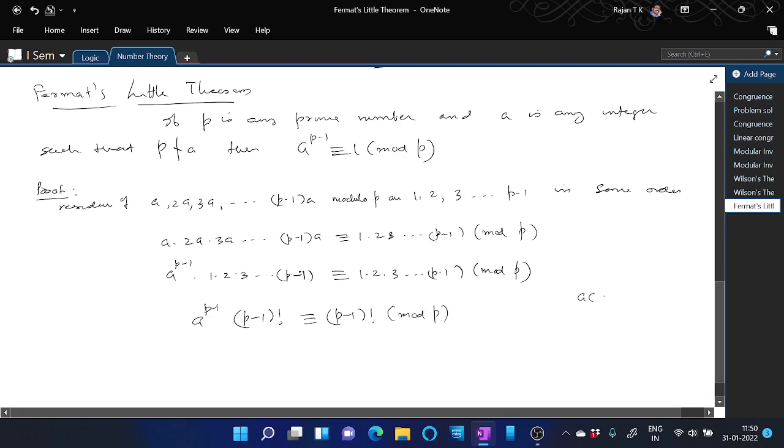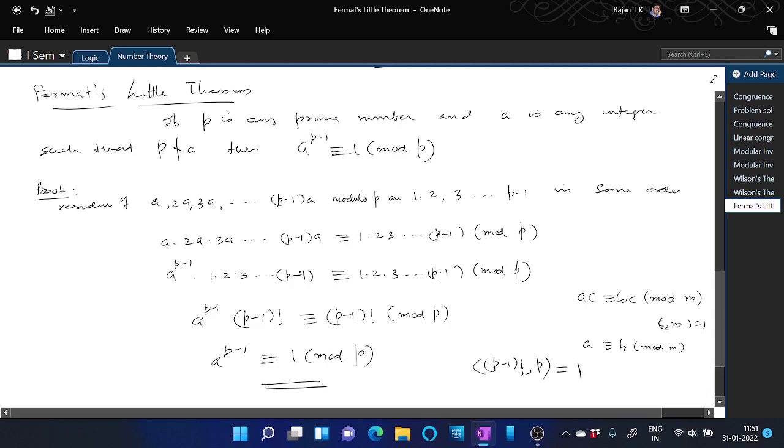Again we have the result that if AC is congruent to BC mod M and C is such that GCD of C and M equals 1, that is C and M are relatively prime, then A is congruent to B mod M. Here P minus 1 factorial and P are relatively prime, that is GCD of P minus 1 factorial and P is 1, because P minus 1 factorial is only up to P minus 1, so it is clearly relatively prime with P. Therefore, cancelling this P minus 1 factorial, we get A raised to P minus 1 is congruent to 1 mod P.